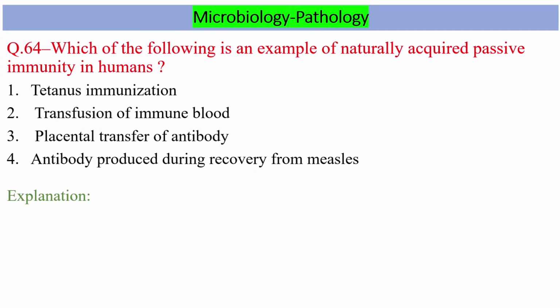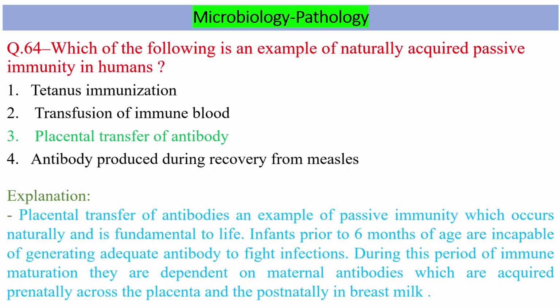Which of the following is an example of naturally acquired passive immunity in humans? Tetanus immunization, transfusion of immune blood, placental transfer of antibody, antibody produced during recovery from measles. Correct option is placental transfer of antibody.